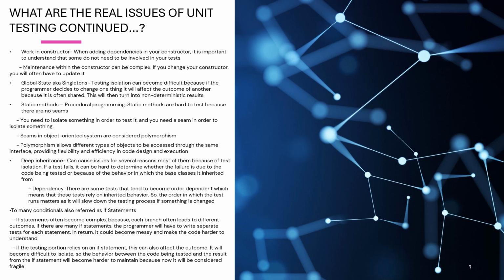Dependency. There are some tests that tend to become order dependent, which means that these tests rely on inherited behavior. So the order in which the tests run matters, as it will slow down the testing process if something is changed.